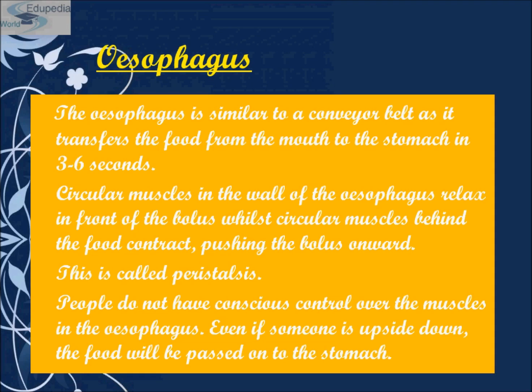Circular muscles in the wall of the esophagus relax in front of the bolus, whilst circular muscles behind the food contract, and thus it pushes the bolus onward. And this process is known as peristalsis. And this process is involuntary in action. That means people do not have conscious control over the muscles in the esophagus. Even if someone is upside down, the food will be passed onto the stomach. Okay?